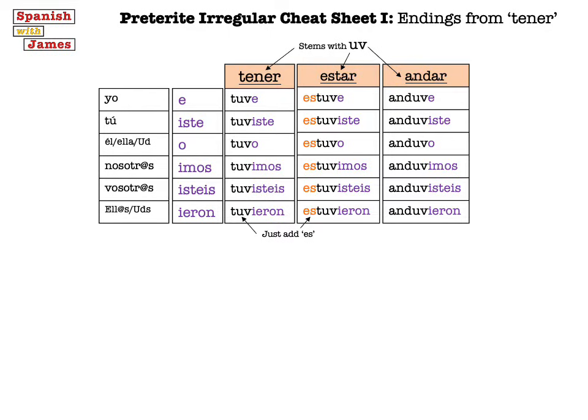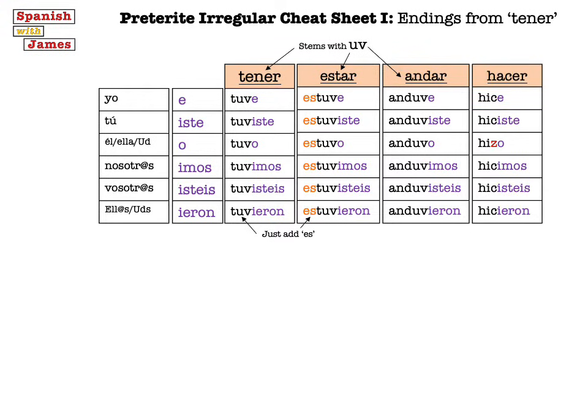And you'll notice that these three verbs have something else in common. They've all got this uv in the irregular stem. So none of them have this v in the infinitive, but they all have a v in the irregular conjugations of the preterite tense. So that's another thing that makes them similar and hopefully will allow you to sort of categorize them in your mind as a kind of little family of irregulars.